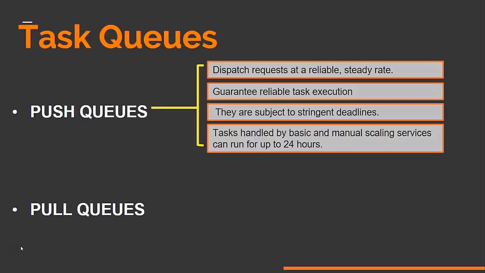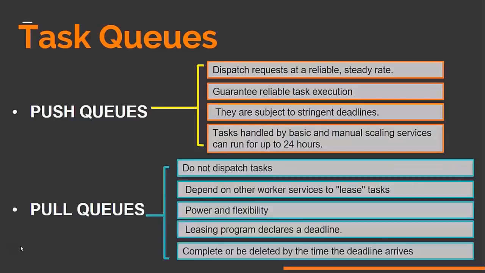But generally we have the pull queue. The pull queue does not dispatch your tasks at all. They depend on the worker services to lease the task from the queue on their own initiative. Pull queues give you more power and flexibility over when and where the tasks are processed.